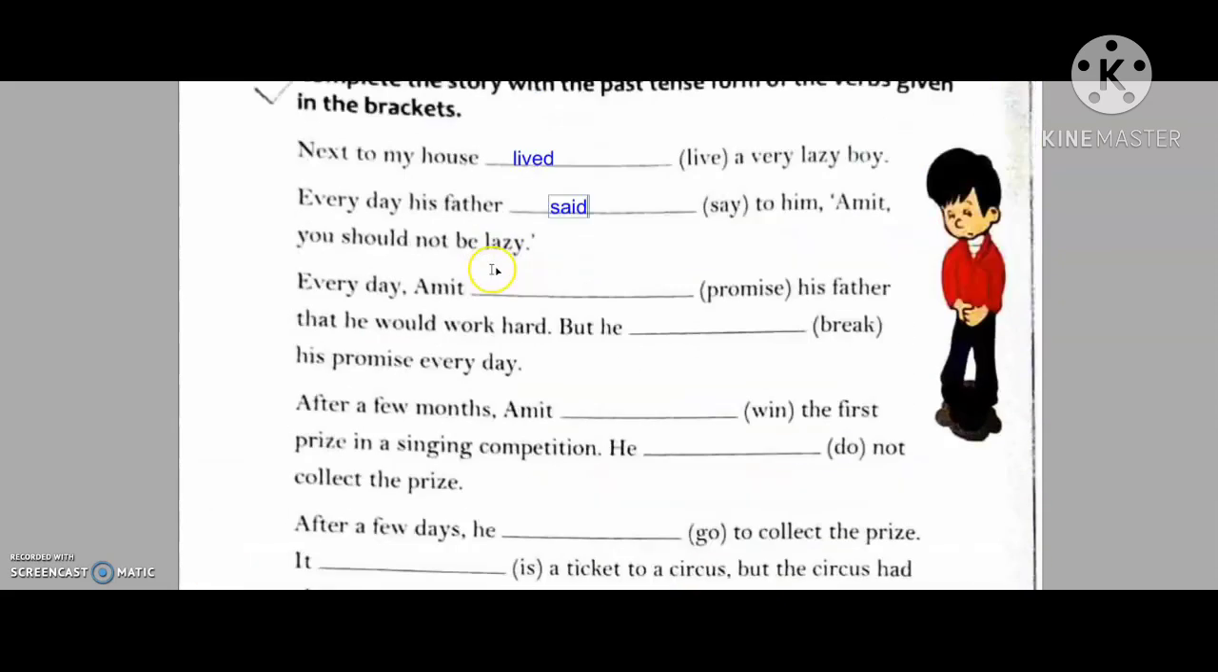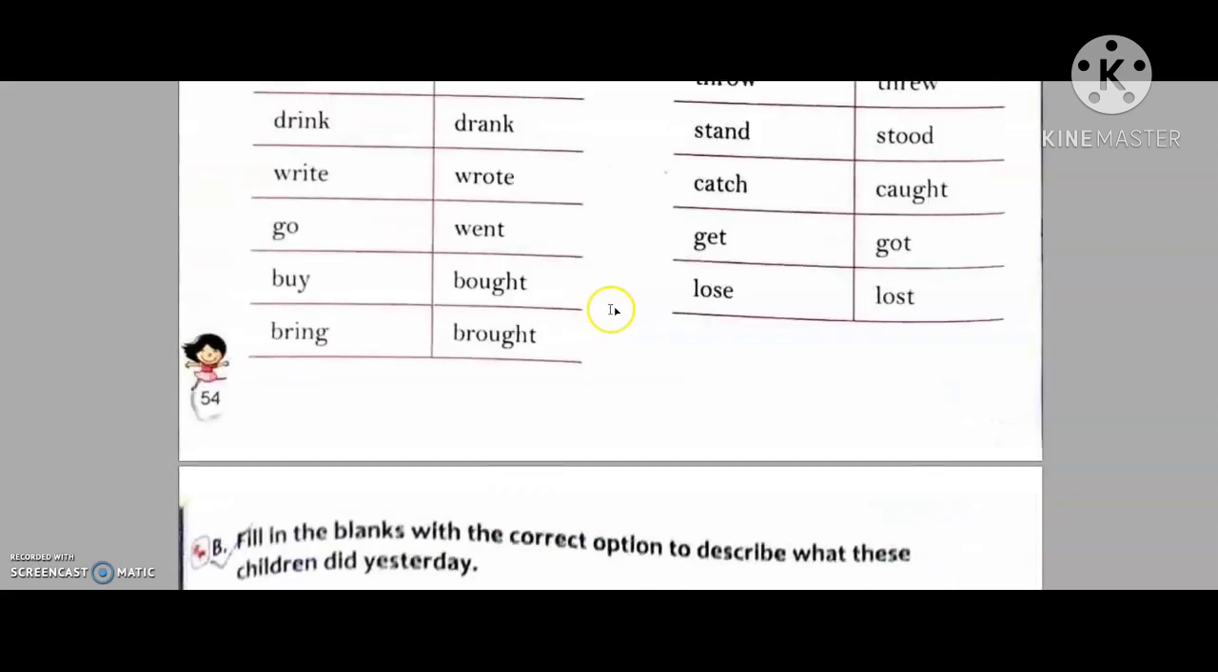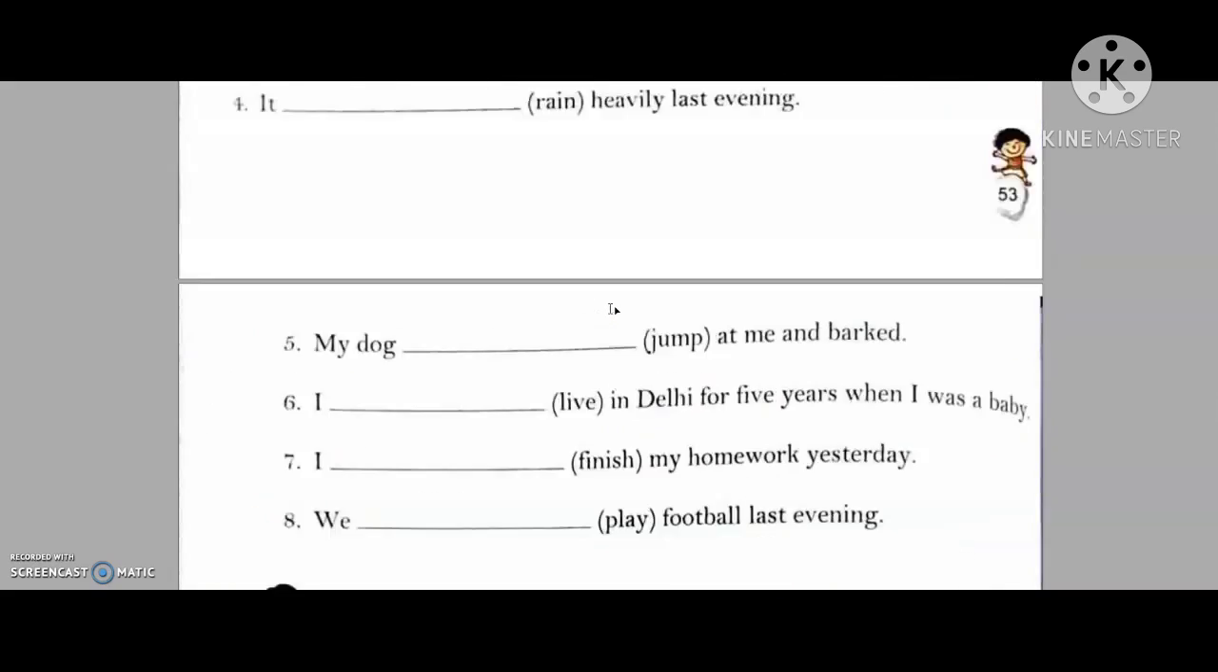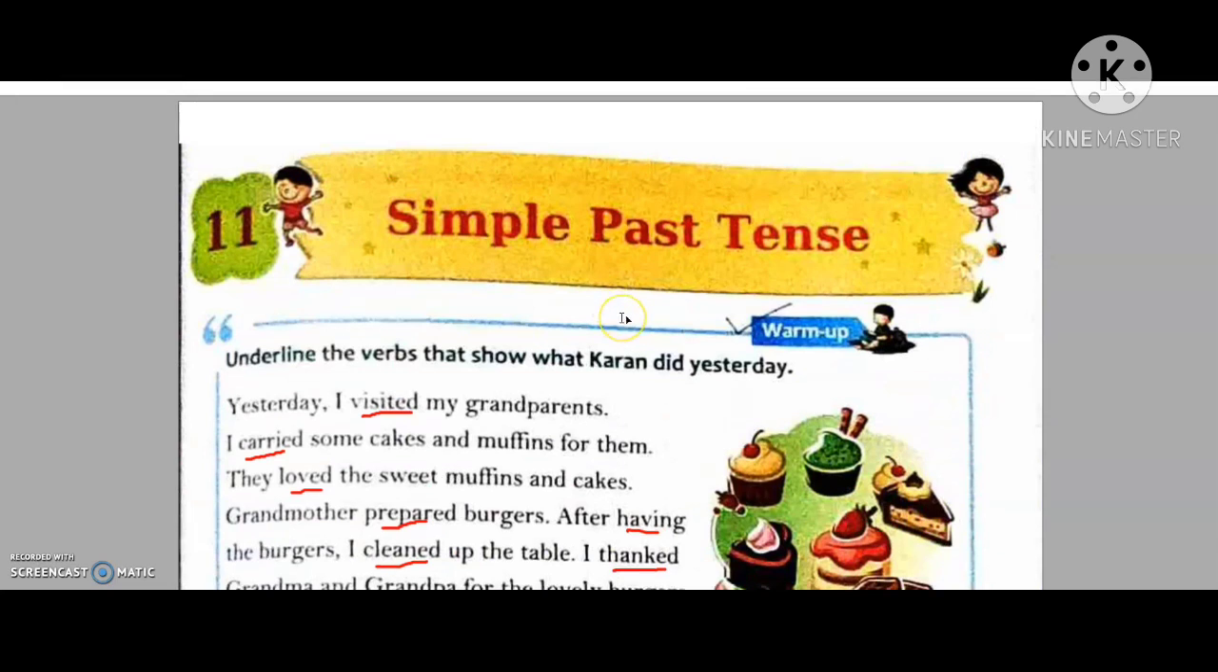So with this, children, we have come to the end of our chapter, Simple Past Tense. I hope you understood the chapter well, and please remember and learn the rules. Alright? Now see, you have to see the external videos also that I have shared, and still if you have any problem, you can see my video again.